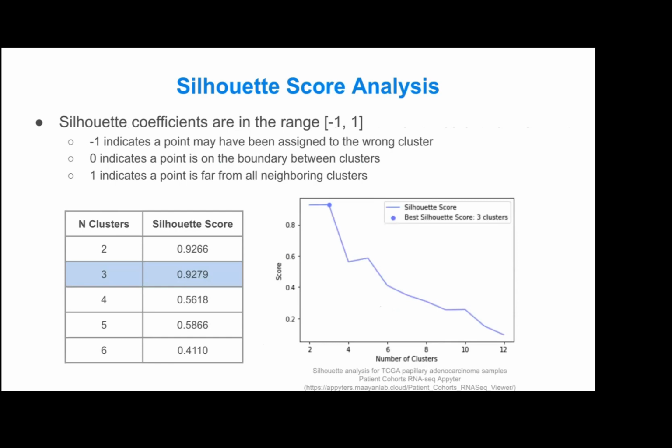Coefficients are usually in the range of -1 to 1. If you have a coefficient around -1, that means your point is probably in the wrong cluster. It's actually closer to the other clusters than it is to its own cluster. If you have a coefficient of 0, a point is probably on the boundary between clusters. And the closer you get to 1, the farther your point is from all the neighboring clusters. So we do want the best silhouette score. Here in this plot, you can see that for our data, it's pretty close between 2 clusters and 3 clusters, but ultimately 3 clusters has a little bit higher silhouette score. And so that's what we're going with for our k.